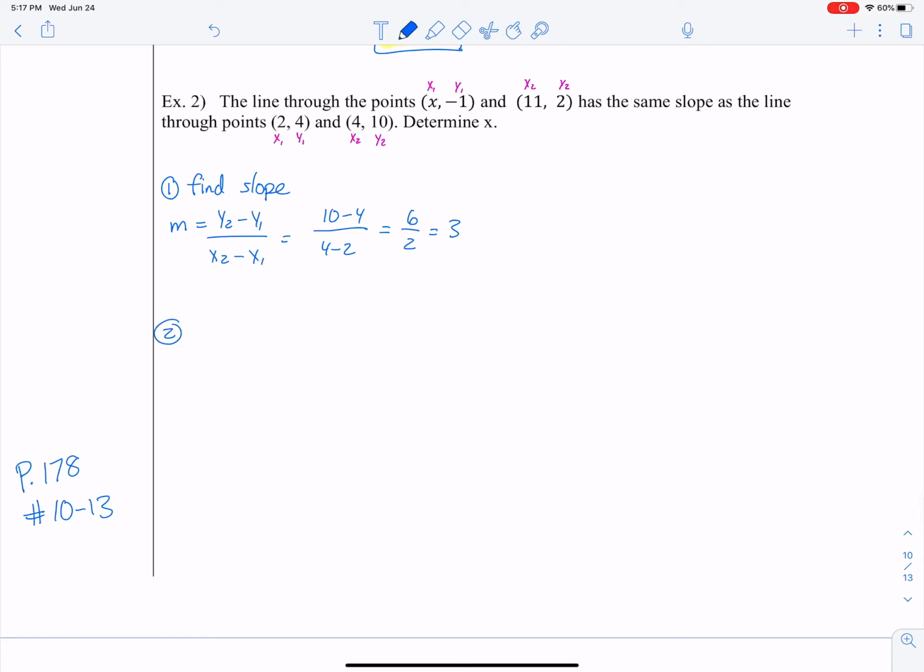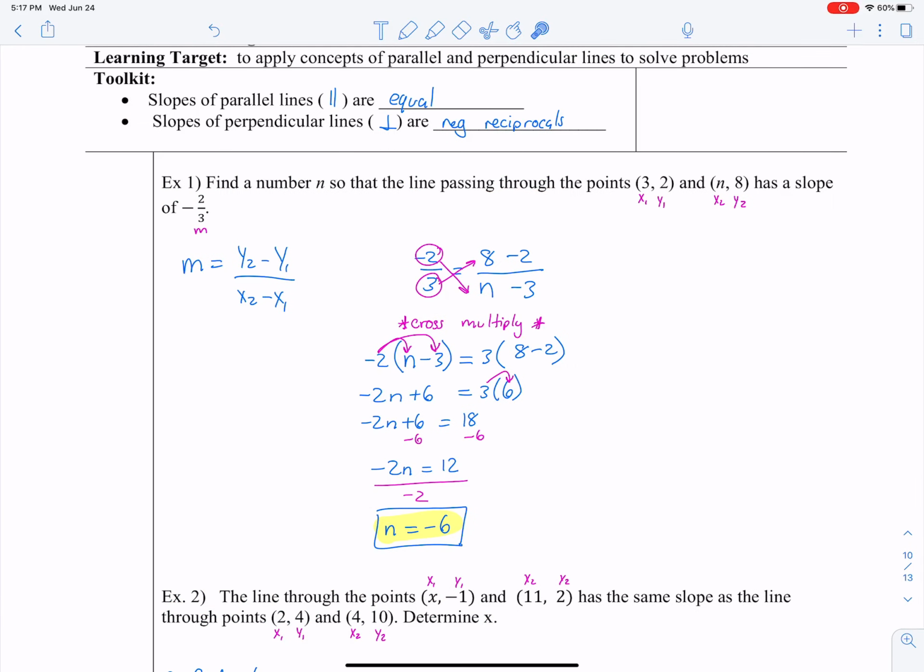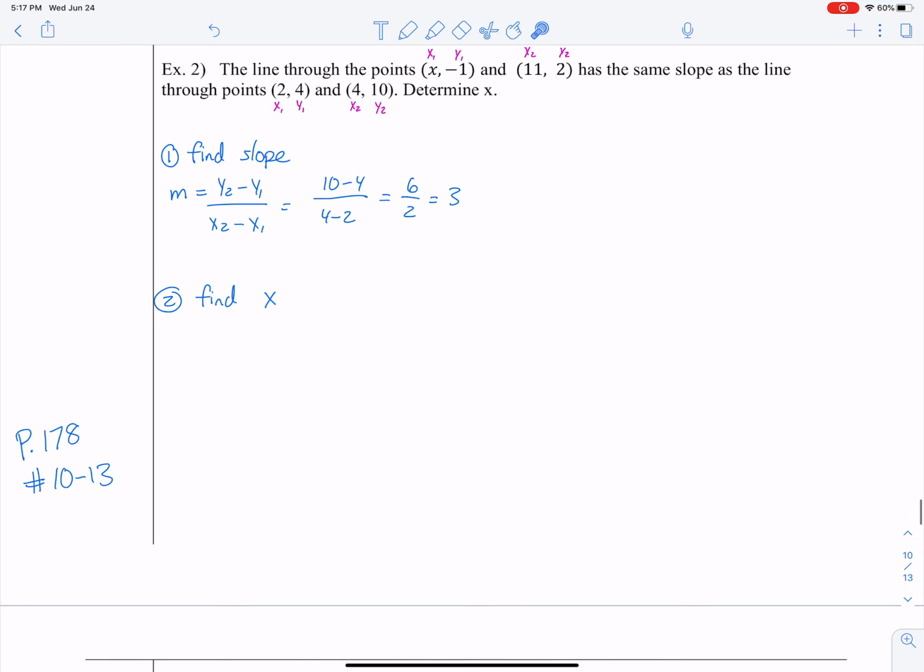Now our second step is going to be to find x. So step 2, we are now starting off at the same place we were with the last question. We're going to find x, so we're going to write out our formula again. Then we're going to put in the information that we know. We know that our m is 3. We just found it. I'm going to write it as 3 over 1 because it's easier to multiply that way. Anytime you have a whole number like 3, it's always over 1. Then I can fill in my information.